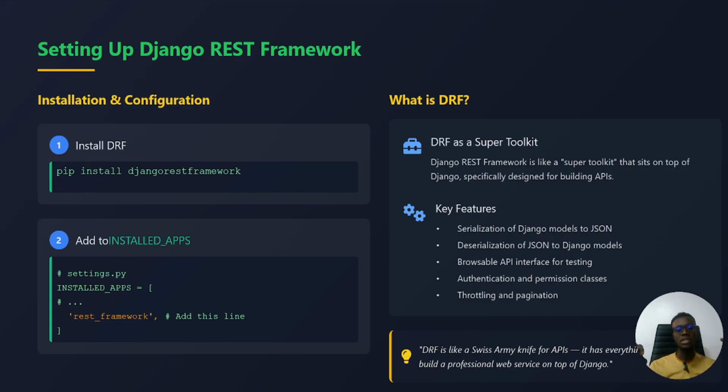Now, it also grants us access to a browsable API interface such that we can actually interact with our API from this interface. It also provides authentication and permission classes, then throttling and pagination. I mean, DRF is a whole lot big. So DRF is like a Swiss army knife for APIs. It has everything you need to build a professional web service on top of Django. Let's get in.